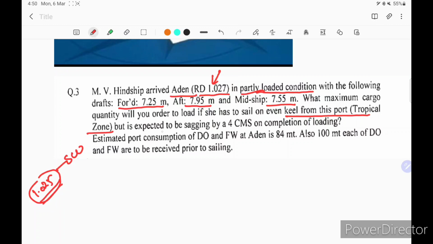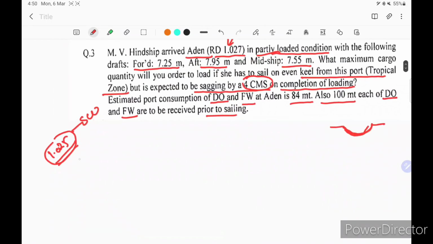But she is expected to sag by 4 cm. What is sag? That means more cargo in the mid, 4 cm. So we'll convert this 4 cm into meters. On completion of loading, estimate the port consumption of diesel oil and fresh water at 84 metric tons. Also, 100 metric tons each of diesel oil and fresh water are received. So let's see how we'll solve this question.